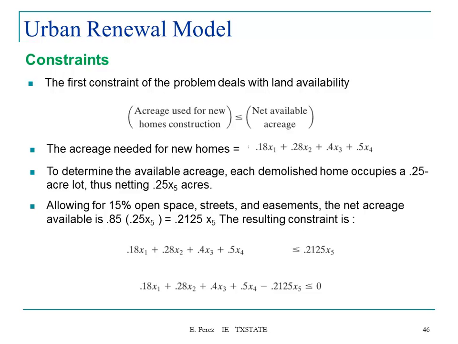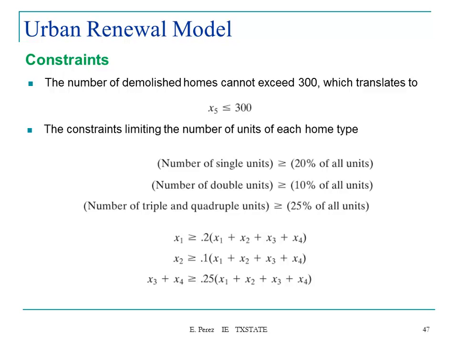The way that you do that is by knowing that only 85% of that space is the one that you're going to have available to build the home, because the other 15% is for space and streets and so on. So you can multiply that amount times the space available, and you will get 0.2125. So the resulting constraint is the space that you will need to build each type of home, less than or equal to the space that you're going to have available based on how many houses you're going to demolish. Okay? So using this, you can state your first constraint.